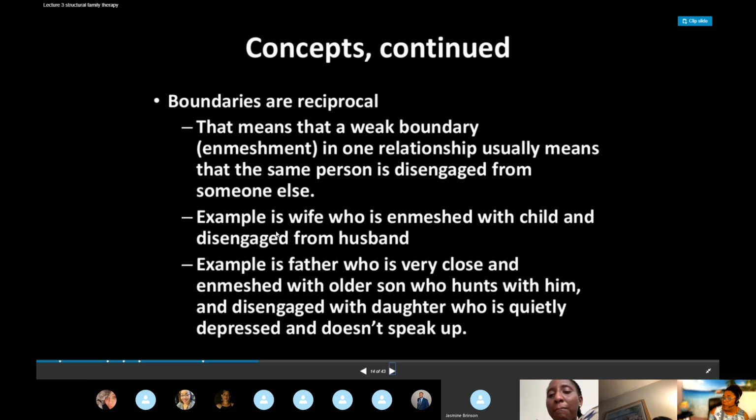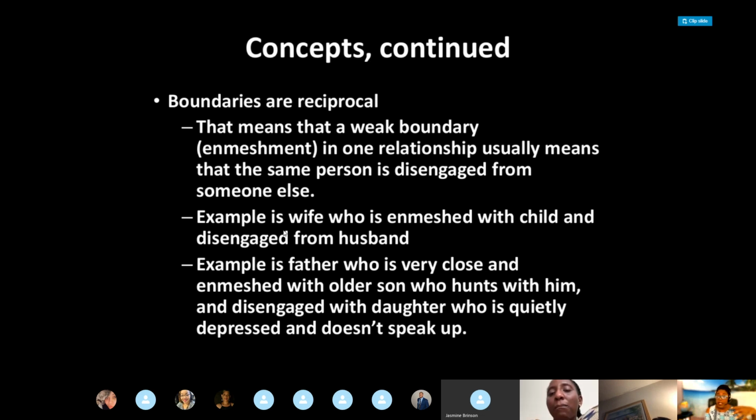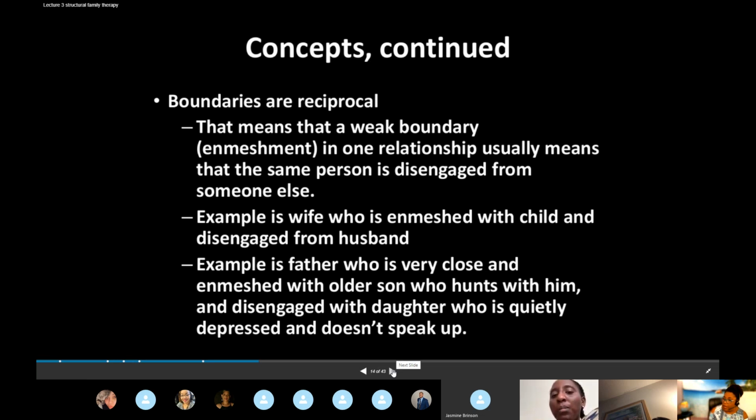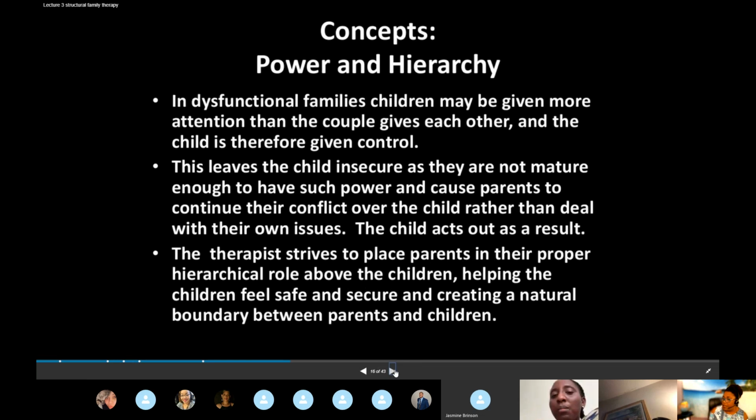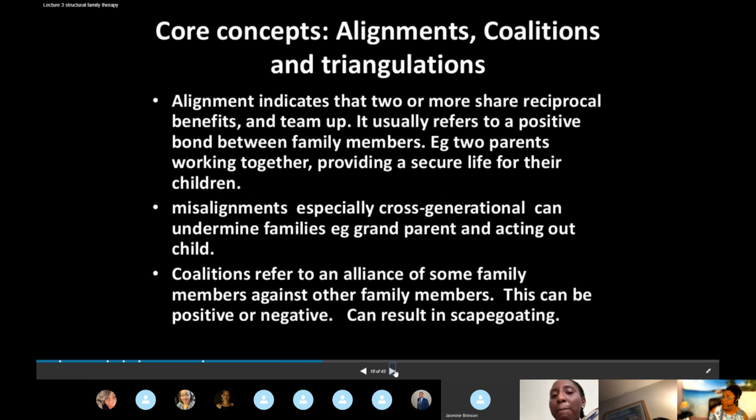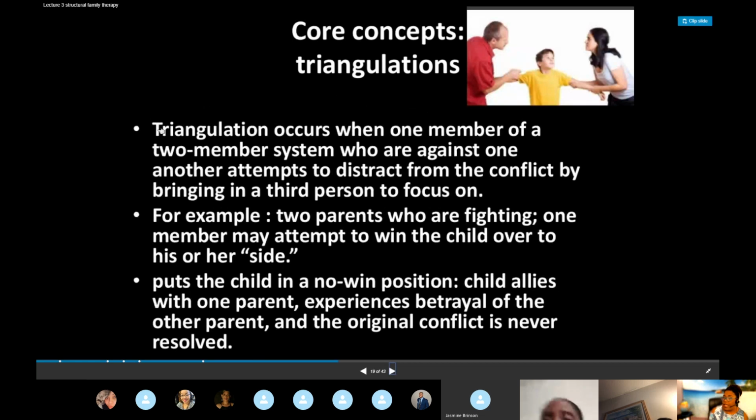So enmeshed, sometimes the wife is enmeshed with the child and she's disengaged from the husband. So a lot, especially in alcoholic families, when dad's over here drinking and mom and kids are over here, that happens. Okay. And this is another, the father goes hunting with his son, things like that. Okay. Some of the keys you're going to look for is that triangulation. What is that?